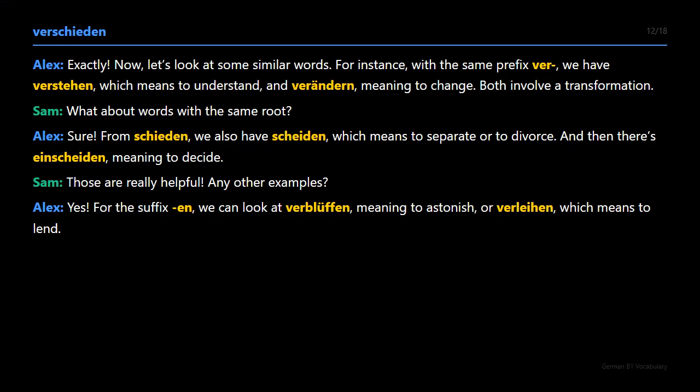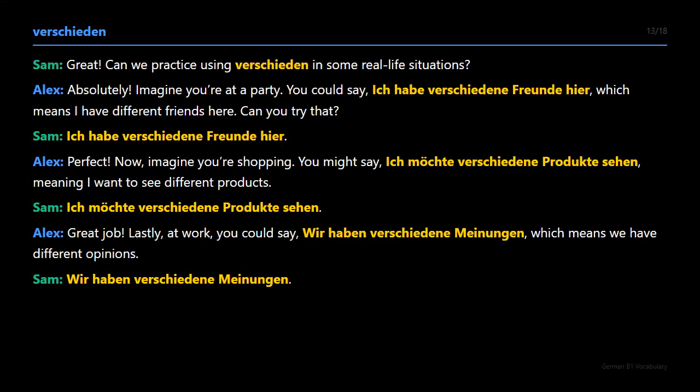Yes. For the prefix, we can look at verblüffen, meaning to astonish, or verleihen, which means to lend. Great. Can we practice using verschieden in some real-life situations?